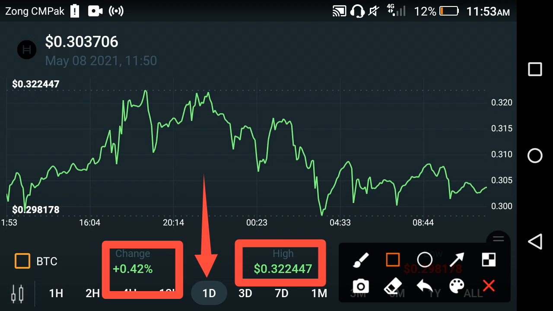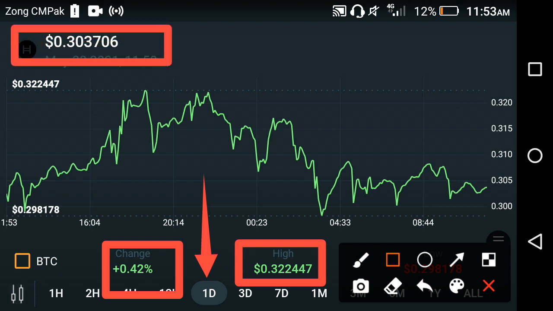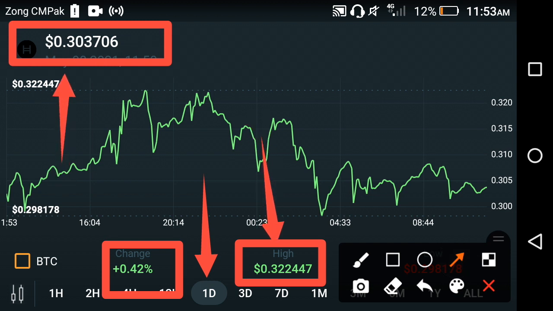And same like that, if we talk about the current live price of Hedera Hashgraph in the cryptocurrencies market, 0.303706 USD dollar is the current price of Hedera Hashgraph. As you can see here the price is 0.32 and here is 0.30, so approximately a 0.02 USD dollar fall occurred in Hedera Hashgraph in the last 1 week, friends.